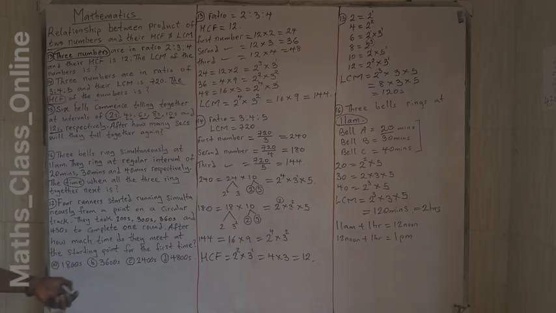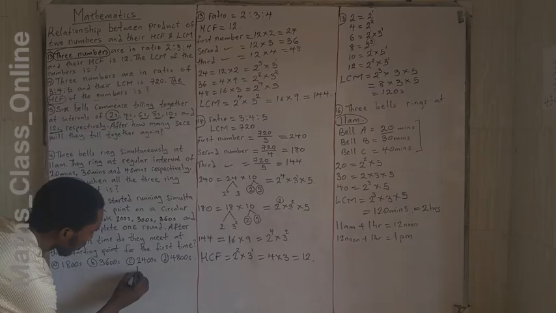The last question here is, 4 runners started running simultaneously from a point on a circular track. They took 200 seconds, 300 seconds, 360 seconds, and 450 seconds to complete one round. After how much time do they meet at the starting point for the first time? Option A, option B, option C, and option D. What is the right option?